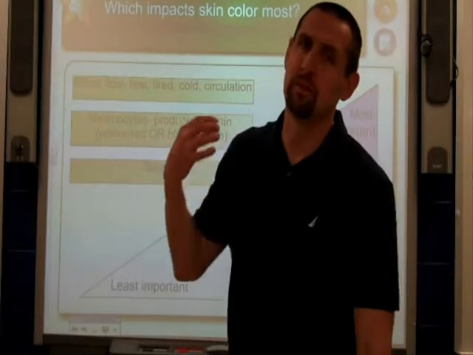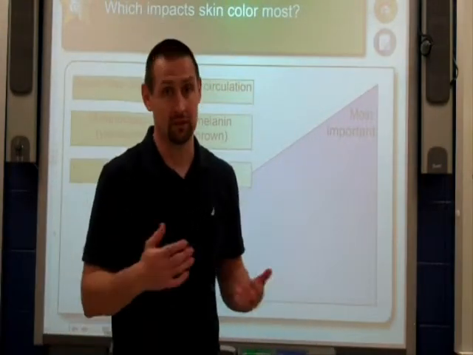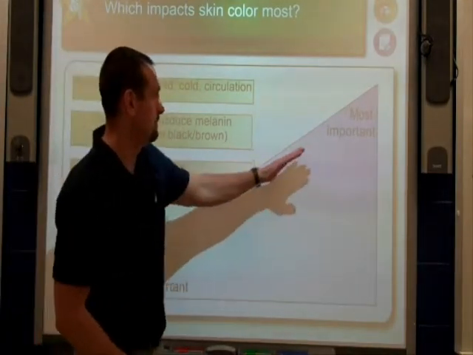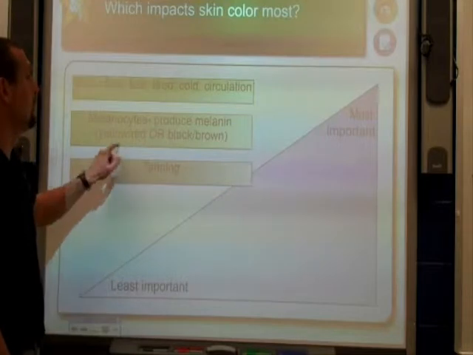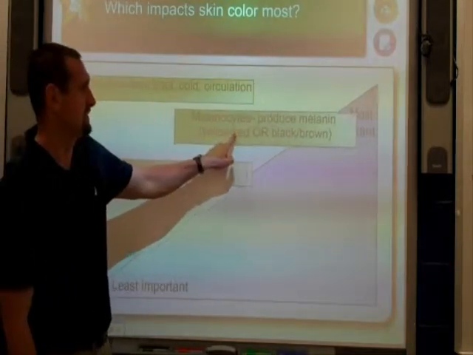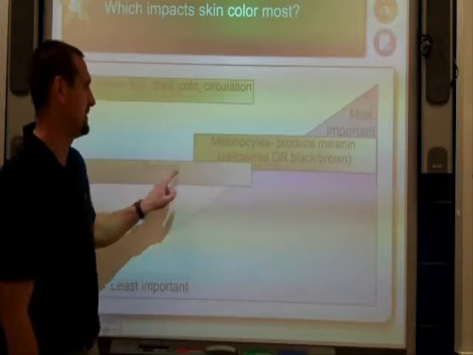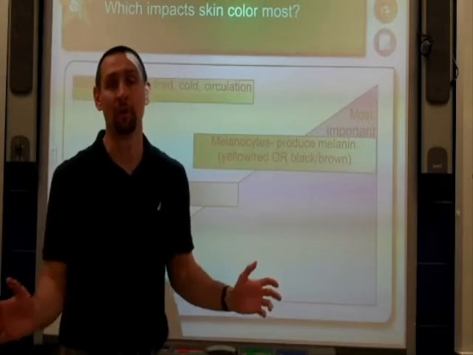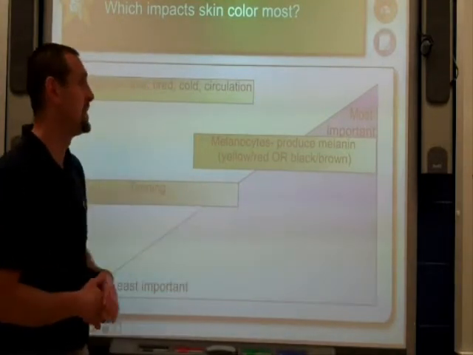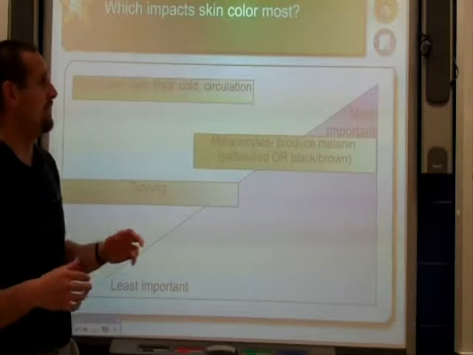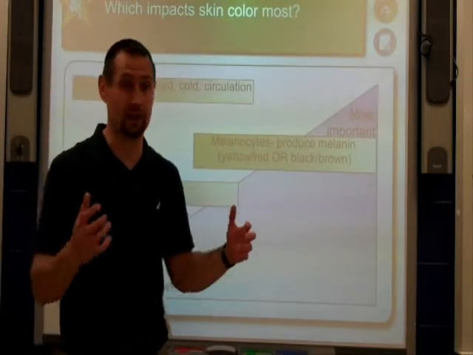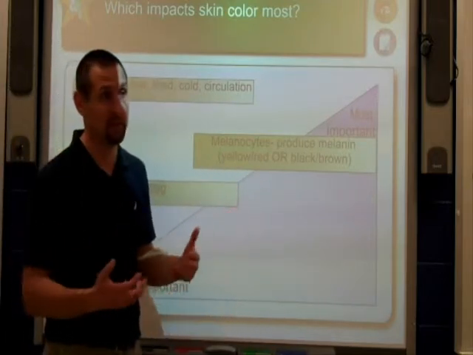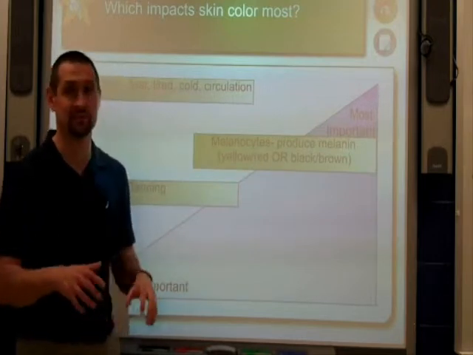When we think of skin, probably the first thing that comes to our mind is skin color. And there are several things that affect skin color. So we're going to try to rank them from most important to least important. One of the things, probably the biggest influence on skin, is your melanocytes. These cells that are located in the dermal layer that are helping produce epidermal cells produce a pigment called melanin. And the melanin makes the skin darker or lighter or yellow or red or whatever color it happens to be, which gives you your skin pigment.